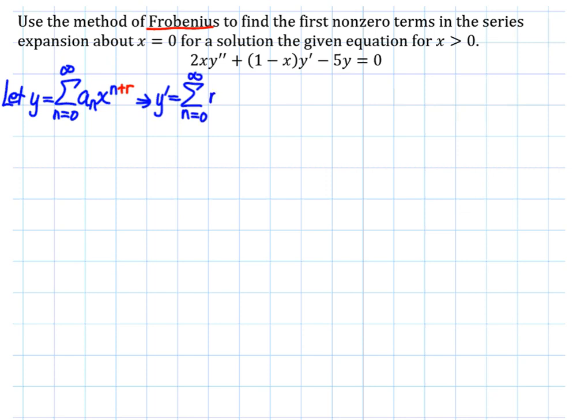The derivative will be n plus r, a sub n x to the n plus r minus 1. Notice that the index does not change, still from 0 to infinity.